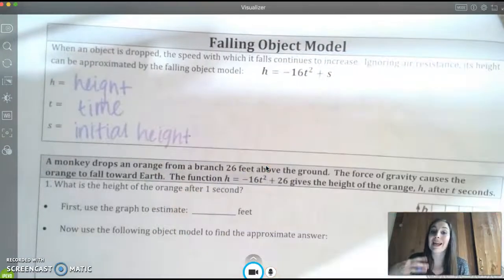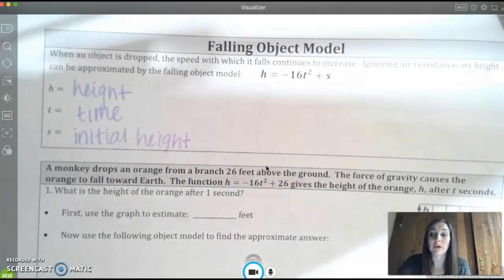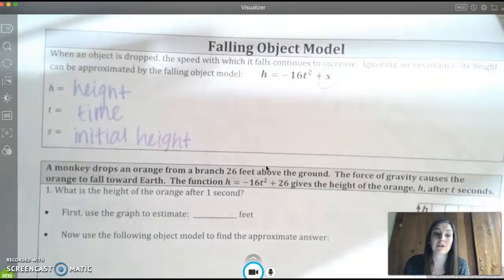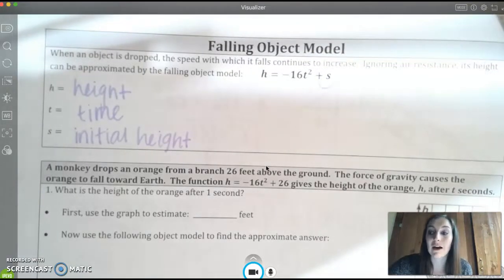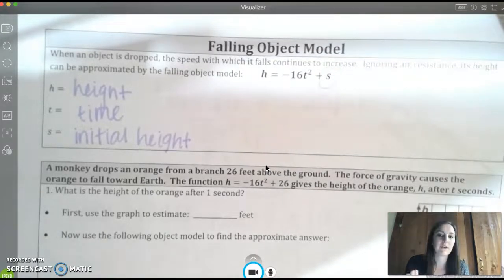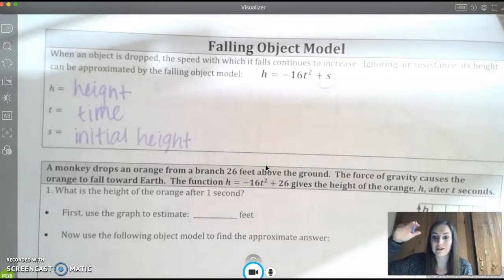So just like any other equation we've been working with the whole year, whatever is our constant value at the end, that tells us where we are starting. So an object is going to fall based on where it starts. So if it's 6 feet in the air, it'd be plus 6. If it's 12 feet in the air, plus 12. We're always going to have a positive number there. The height is going to be above ground, right? If the height was 0, we would be at ground level, right? 0 height means we are at the ground.